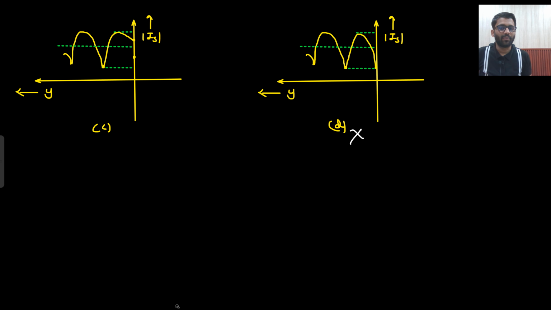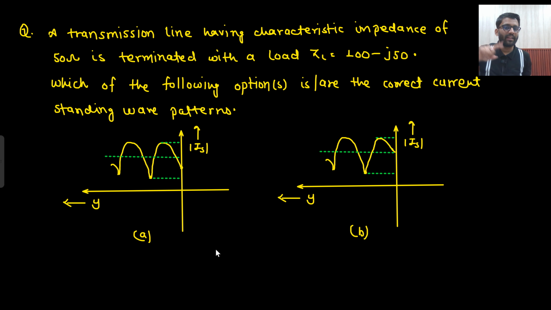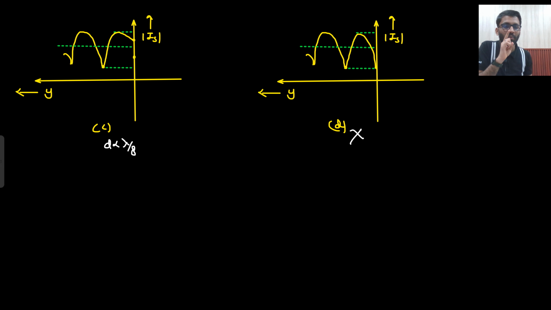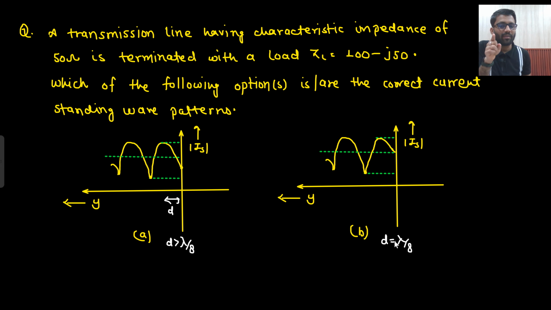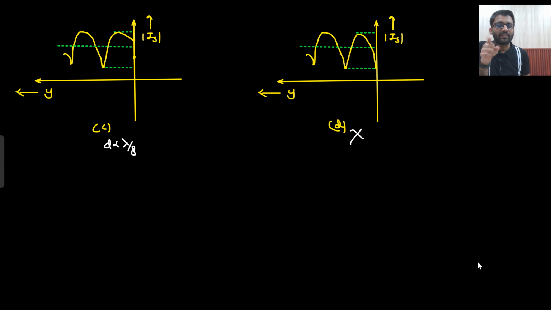Why is that so? Because what did I tell you? You need to see the length. This length D is greater than lambda by 8. What about this length? This length D is equal to lambda by 8. And here D is less than lambda by 8. Now you need to draw the Smith chart and understand whether the length will be equal to, greater than, or less than lambda by 8.